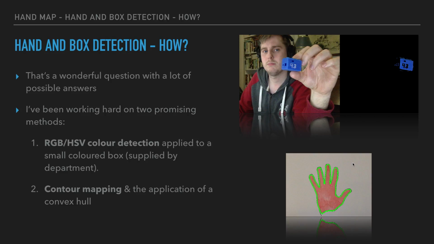Next, let's discuss hand and box detection methods and how I plan to do that. And it's a wonderful question because there's a lot of possible answers. I've been working on two promising methods, RGB and HSV method, which is color detection applied to a small colored box. That's again supplied by the department. And second is contour mapping and the application of a convex hull, which I'll go over in a second.